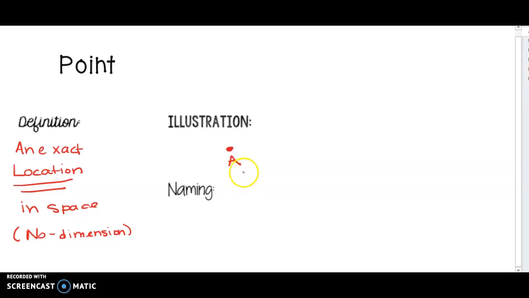So if we're going to draw point A, usually points come with a dot and then a capital letter A. So if we see something like this, we could either name it point A, or we can name it just A. Now it is very important that these are capital letters because, as we'll learn later on, if they're lowercase, that signifies something else.